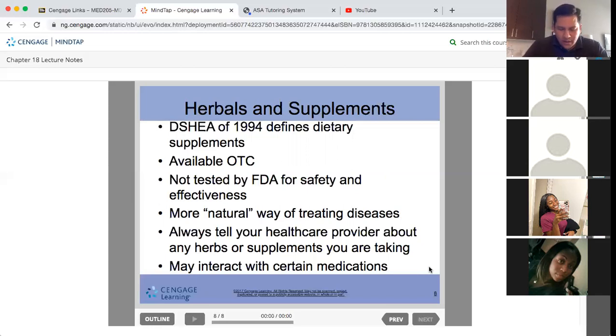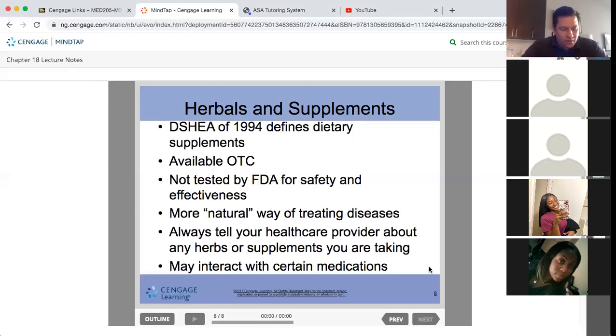Let's mention some of these herbals. Maybe you're familiar with some of them. Echinacea stimulates the immune system. Feverfew is for prophylaxis of migraines. Garlic has antiplatelet, antibacterial, antifungal, antihypertensive, antihyperlipidemic, and anti-inflammatory properties, and stimulates the immune system. So garlic helps for everything.